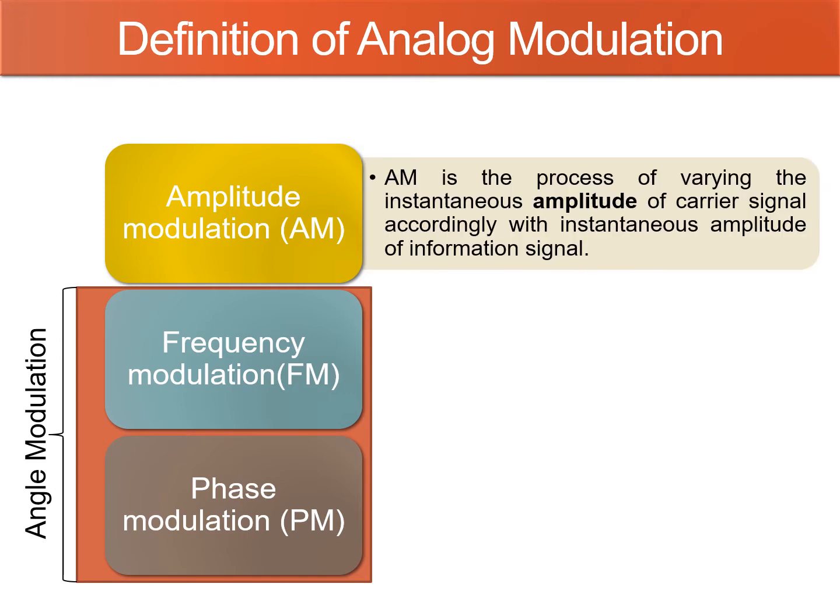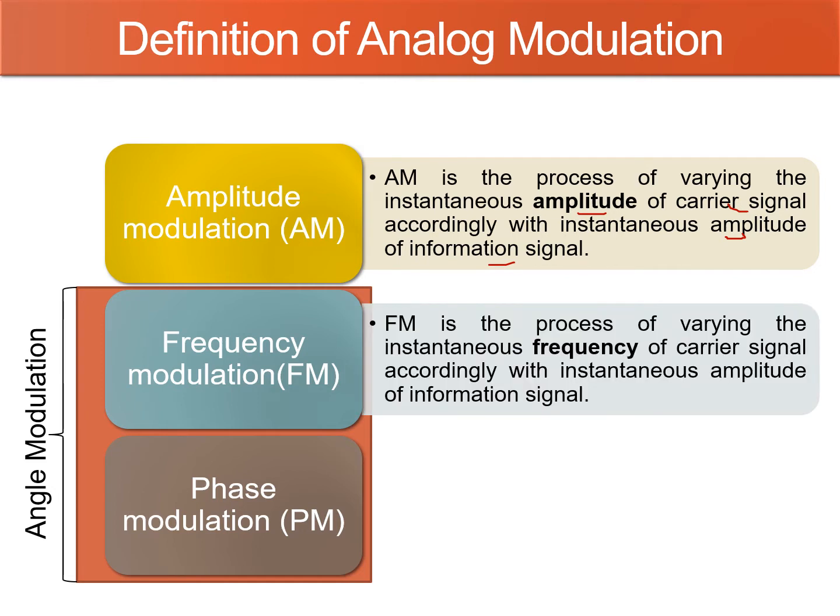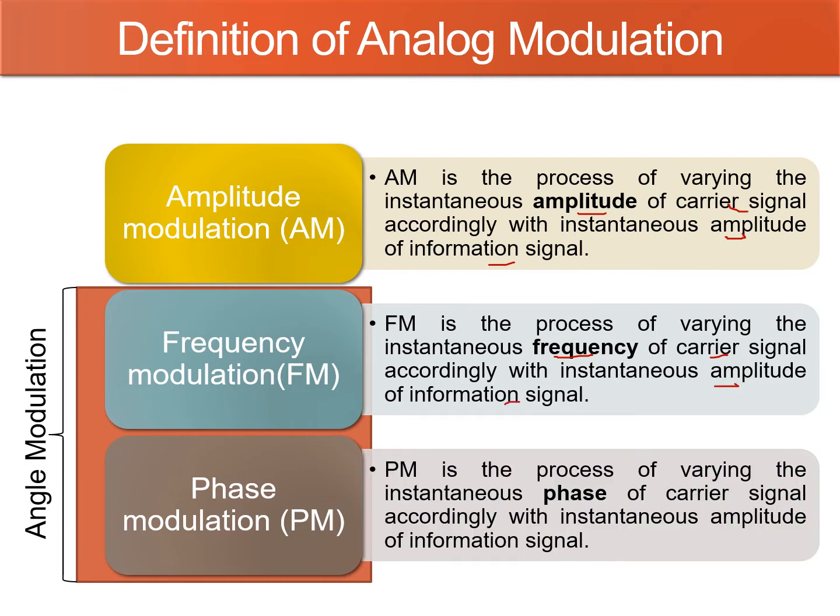So for the definition, AM is the process of varying the instantaneous amplitude of the carrier signal accordingly with the instantaneous amplitude of the information signal. And FM is the process of varying the instantaneous frequency of the carrier signal accordingly with the instantaneous amplitude of the information signal. Lastly is PM. PM is the process of varying the instantaneous phase of the carrier signal accordingly with the instantaneous amplitude of the information signal.